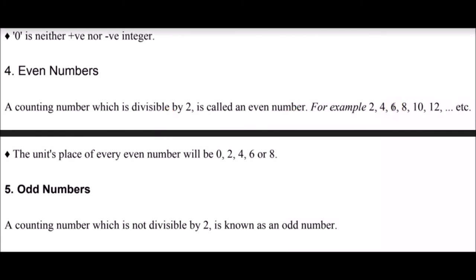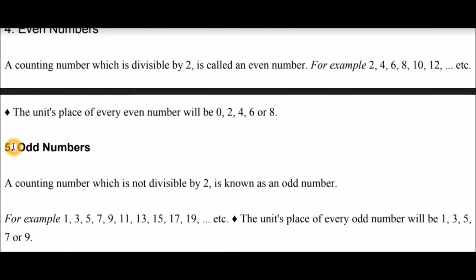Suppose we take 7. Is 7 divisible by 2? No. So 7 is not an even number. The units place of every even number will be 0, 2, 4, 6 or 8. For example, is 78 an even number or an odd number? Just observe 78. What is the units place? It is 8. So the units place of every even number will be 0, 2, 4, 6 or 8.